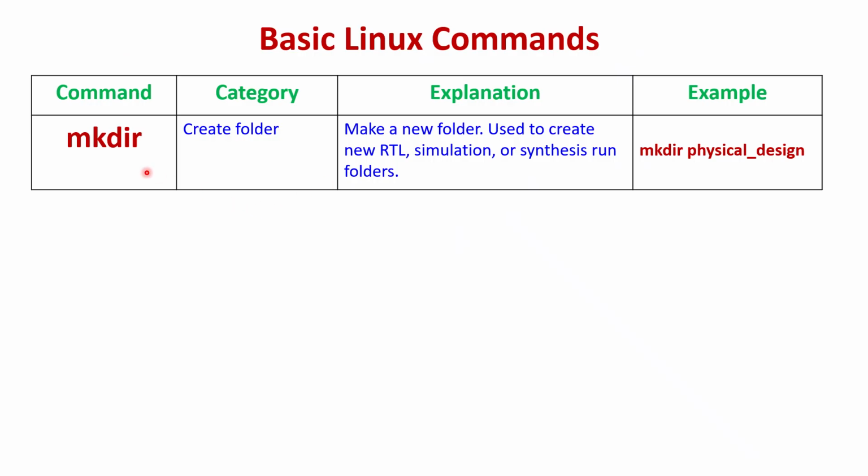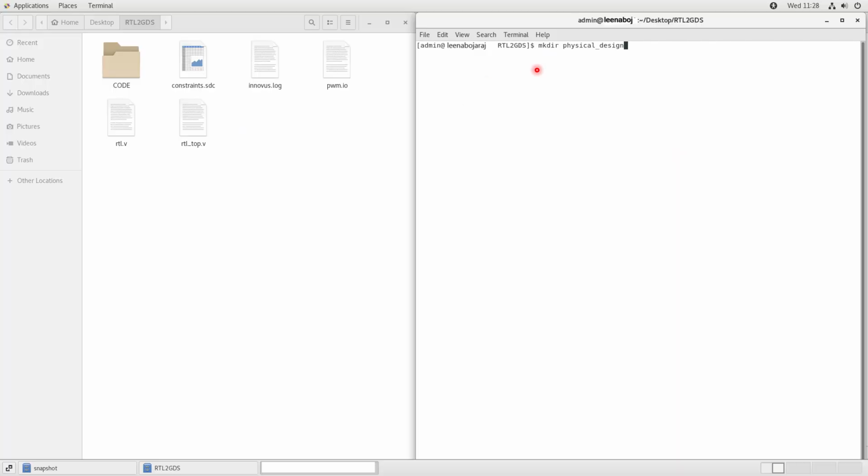The next command which we are going to see is mkdir. mkdir is for creating a new folder. Let's see in the terminal. I'm typing mkdir and giving a name to the new folder. I'm giving it as physical design and pressing enter key. Look at in the folder. The new folder is created inside the RTL to GDS directory.